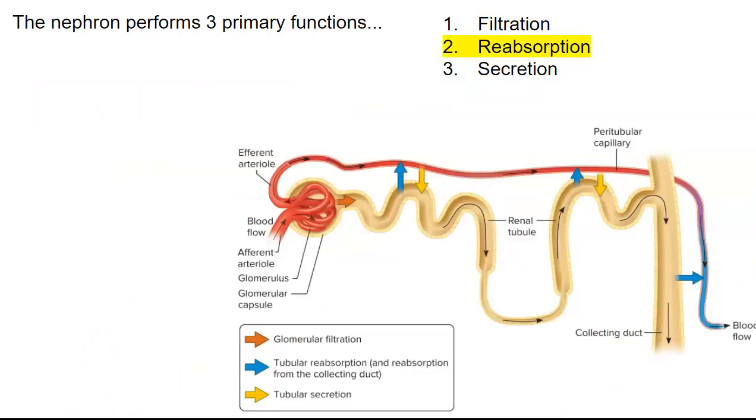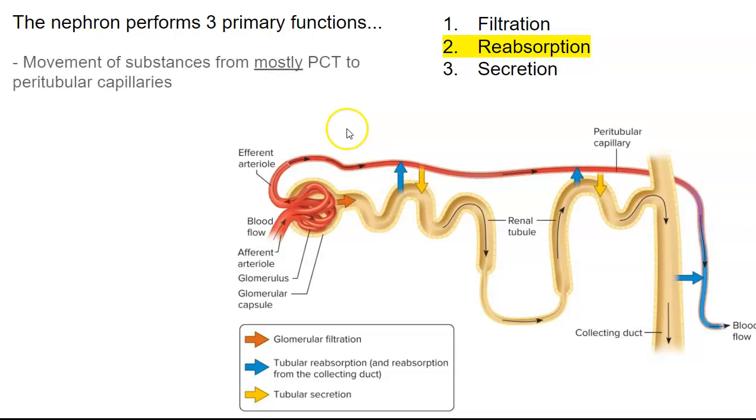The second step in producing urine is reabsorption. Reabsorption is simply returning filtered substances to the bloodstream. We mentioned earlier that there's 180 liters per day of filtrate that's produced. And obviously you're not peeing out 180 liters per day. So most of that filtrate is actually reabsorbed back into the bloodstream.